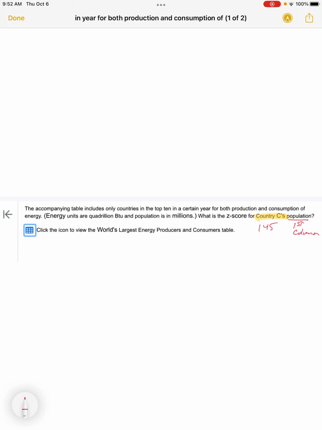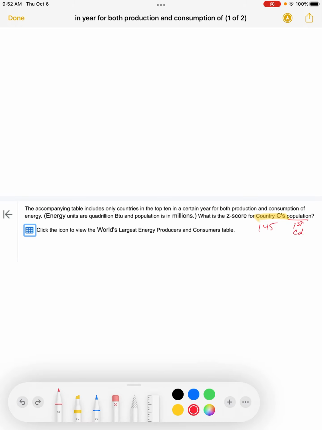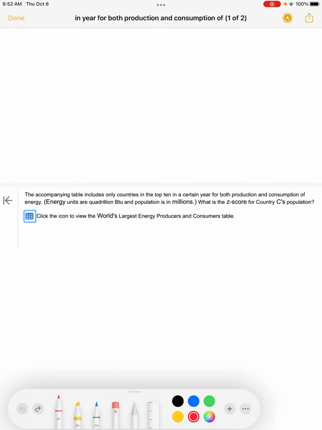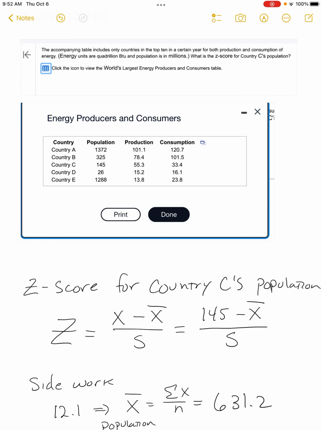Hopefully that makes sense. So if something changed, like if that was country A, we'd have a different number. But if it was country A's population, we'd still be using the first column. If it was country C's consumption, we'd be using the third column. So let me back that all out of there. Okay, so my picture stays the same up there.